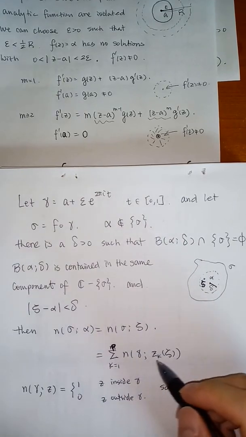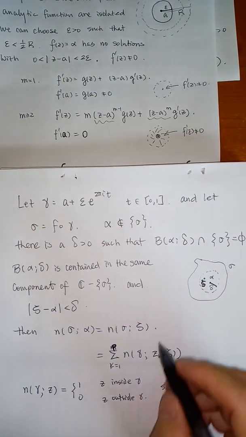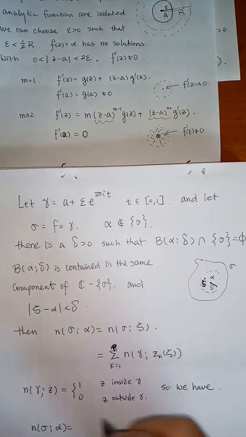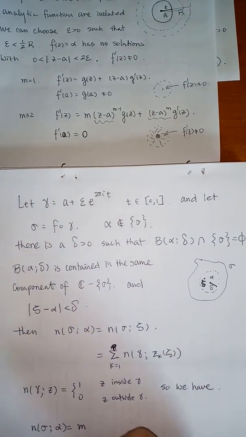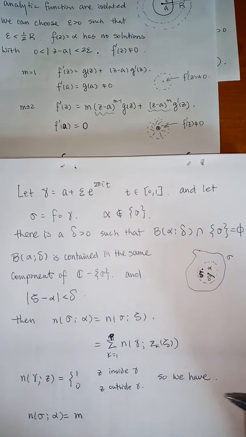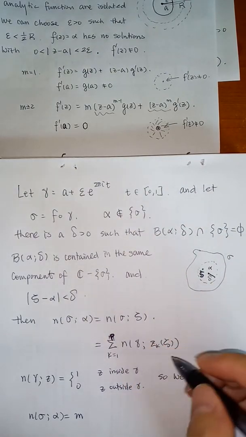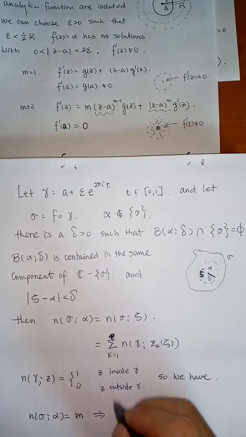So we have this, the winding number of alpha, this is equal to M. Because you have M solutions and each one is 1, so you add all of them together. And this part is also 1. So this P is equal to 1. This implies P is equal to M.